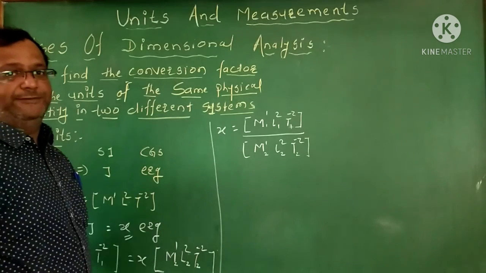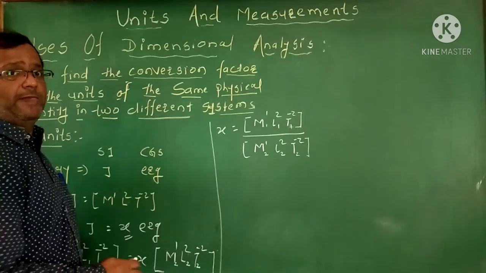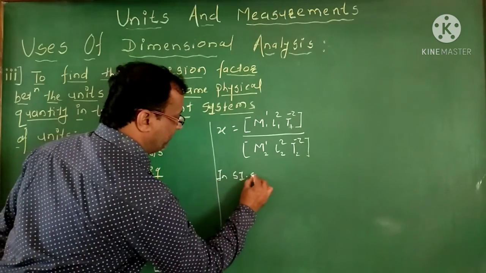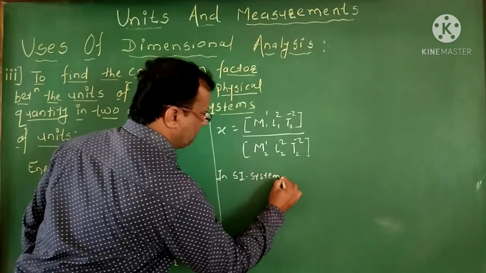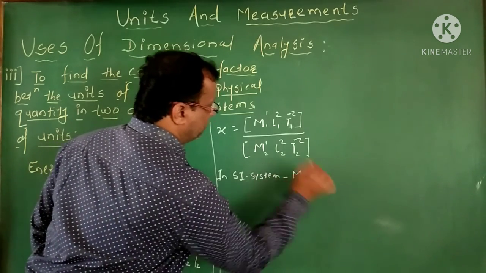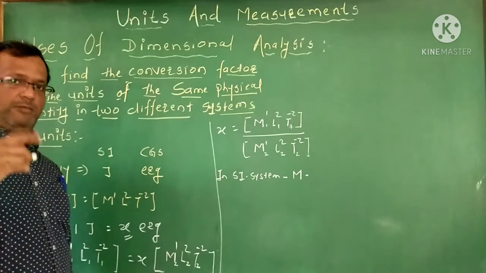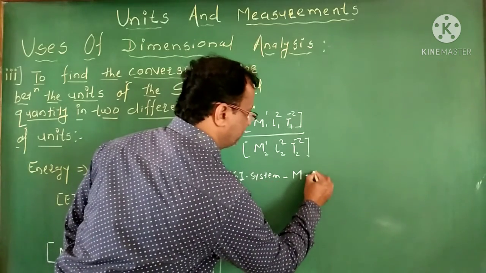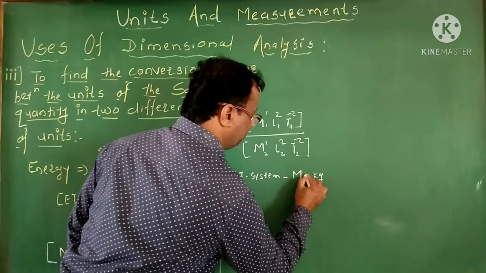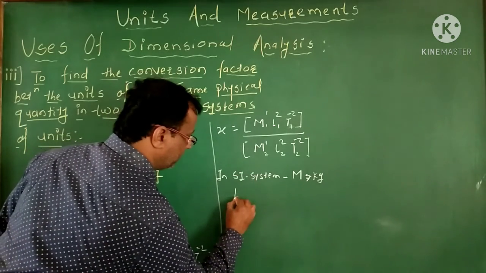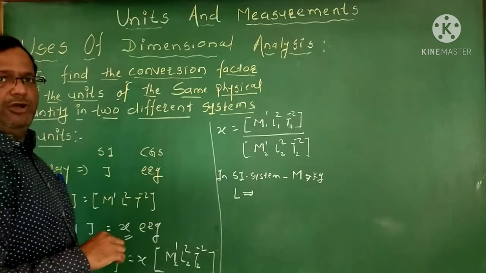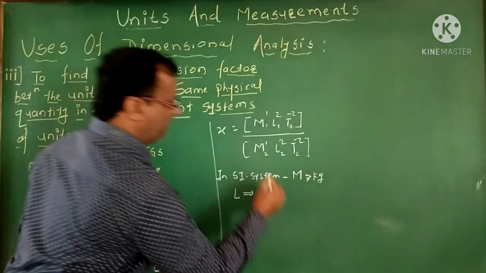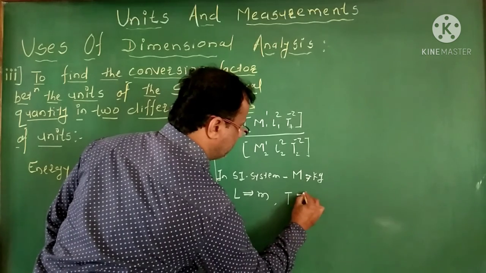Then in combined form, or before that, in the SI system, M stands for mass, and the unit of mass is kg. Length: the unit of length in the SI system is meter. And time is simply second.